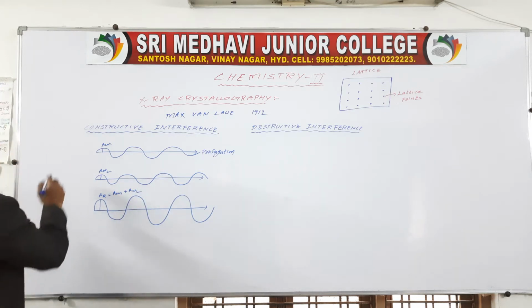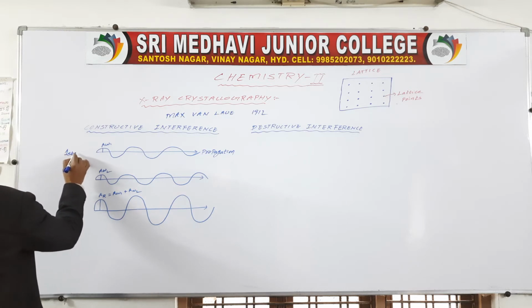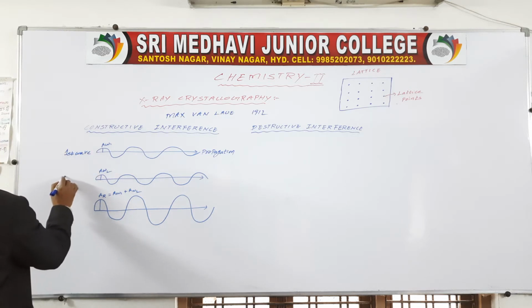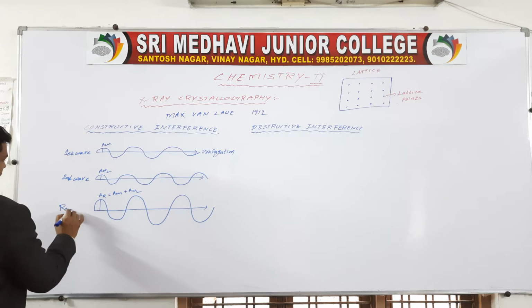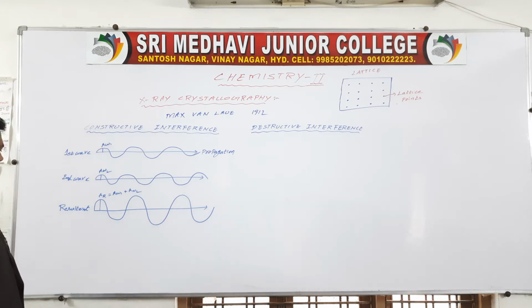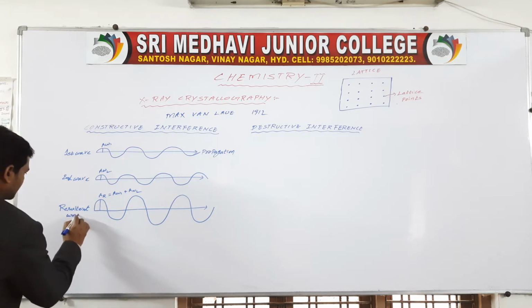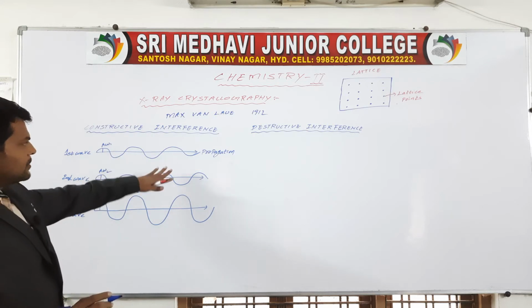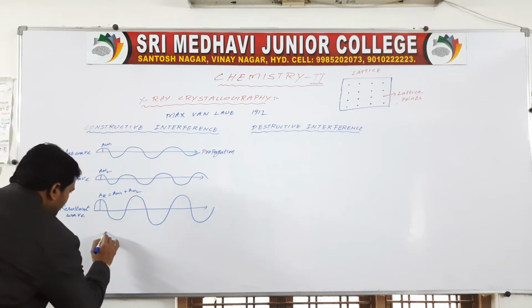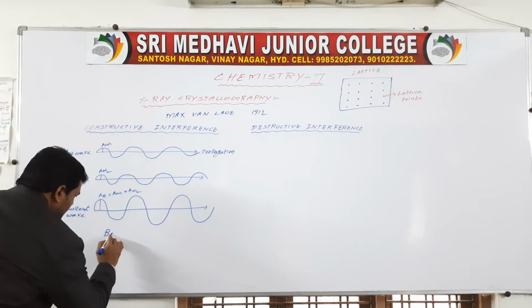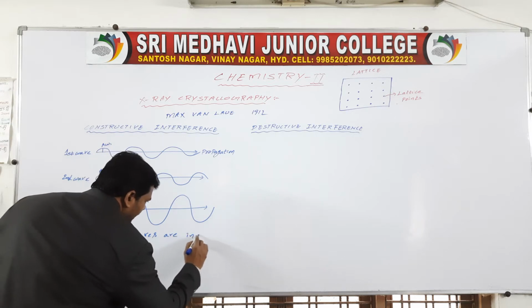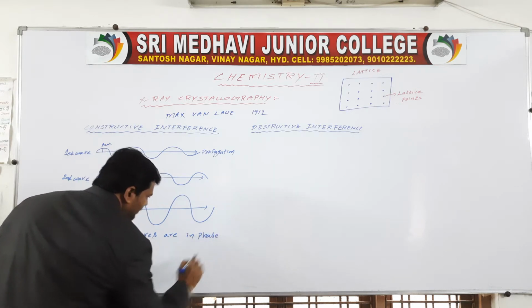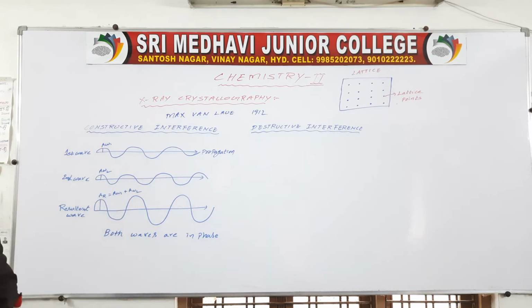This is the first wave, the second wave, and the resultant wave. When both waves are in phase, they undergo constructive interference.